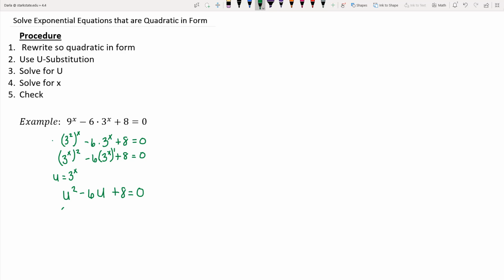And so you would factor. What two numbers multiply together to give you 8 but add to negative 6? The answer would be negative 4 and negative 2. And then you would solve each of your factors by setting it equal to 0. And you would see that you get u is 4 and u is 2. And you don't want to stop there because that's what u equals. So if u equals 4 and u equals 2, that means 3 to the x equals 4 and 3 to the x equals 2. So now my steps are to go ahead and solve each of those for x.